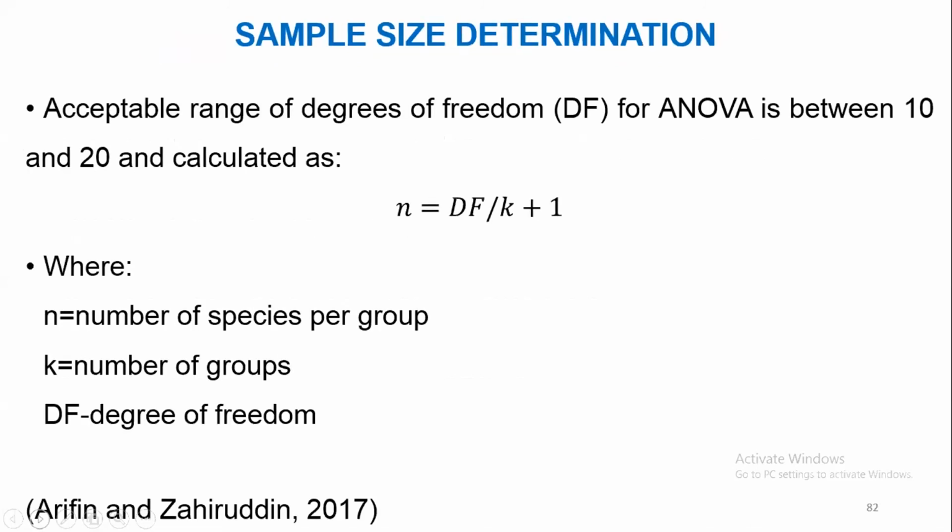Sample size was determined using that equation, where K was the number of groups, that is the positive control, negative control, and extracts. So with the degree of freedom of between 10 and 20, the largest number was 5, but to increase the power of analysis, I used a number of 6.